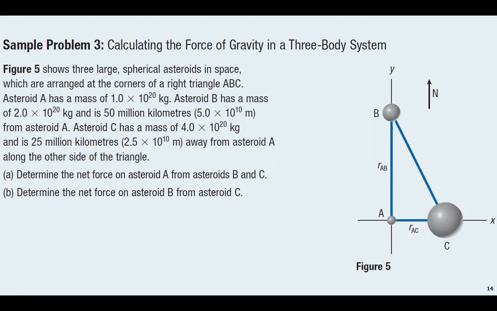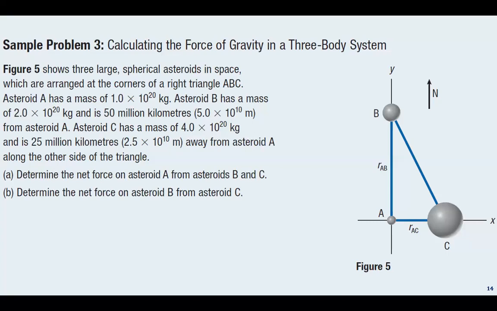50 million kilometers, or 5.0 times 10 to the power of 10 meters from asteroid A. Asteroid C has a mass of 1.0 times 10 raised to the power of 20 kilograms, and also we know the distance between A and C, which is 2.5 times 10 raised to the power of 10 meters.